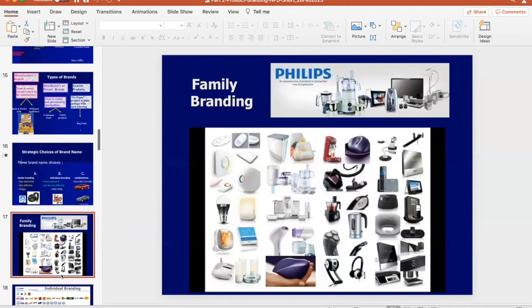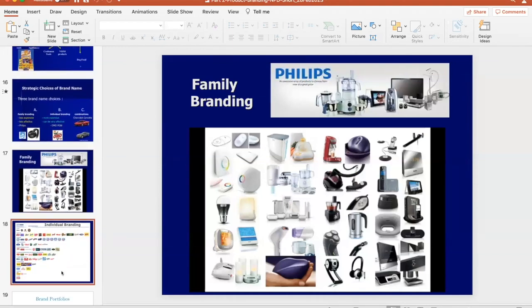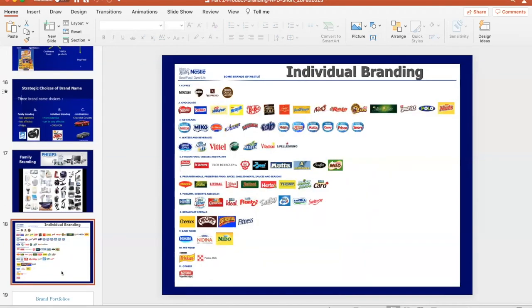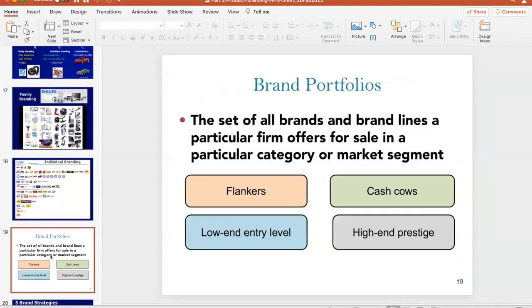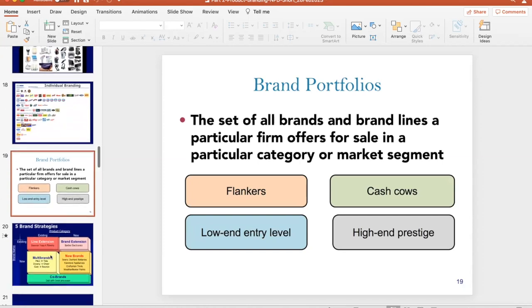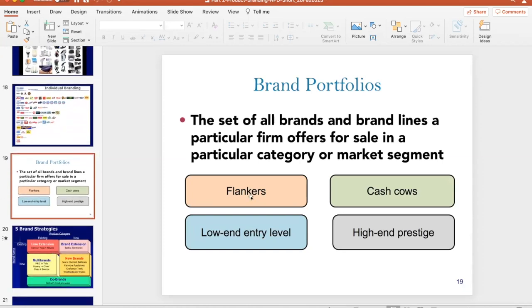So I have some examples here with Philips that does so many things, versus an example here of individual branding, where you would have Nestle, for example, that would avoid selling any products that say Nestle and would rather come up with specific names for different chocolates in order to have a different branding and meaning for each one of them. So the brand portfolio is this idea that you have different strategies. And flanker strategies is when you have as many brands as possible, in order to capture more market share.